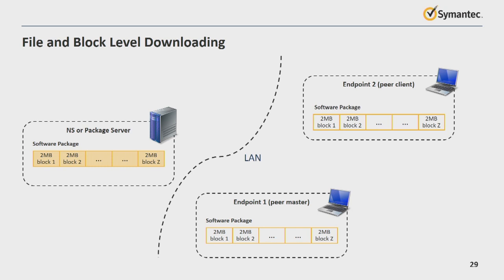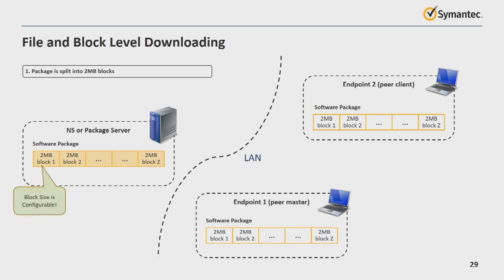So how does file and block work? Basically, what it does is it divides the package on the notification server or package server into 2 megabyte blocks. Now that's configurable, so you can make it as big as you want or as small as you want. Depends on your needs. And it divides it out.